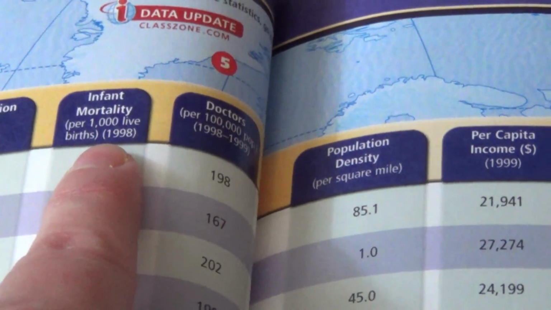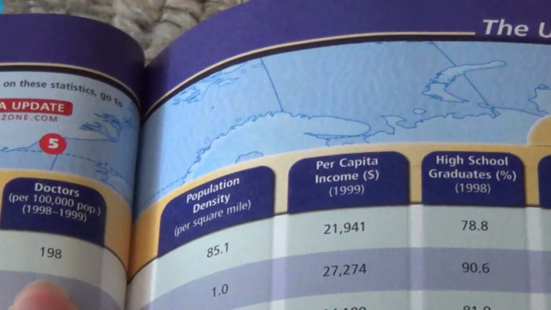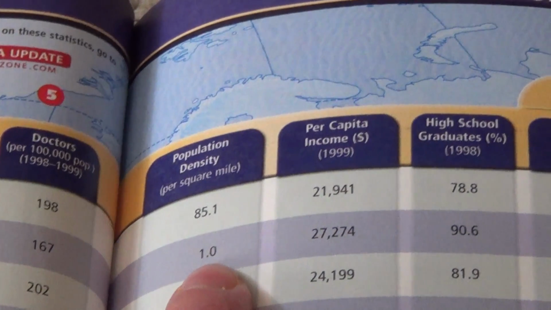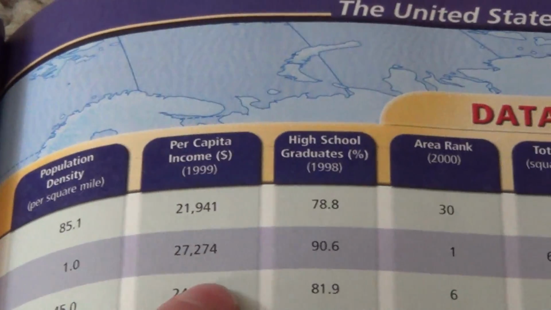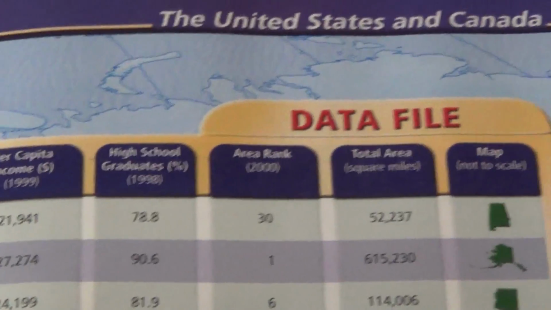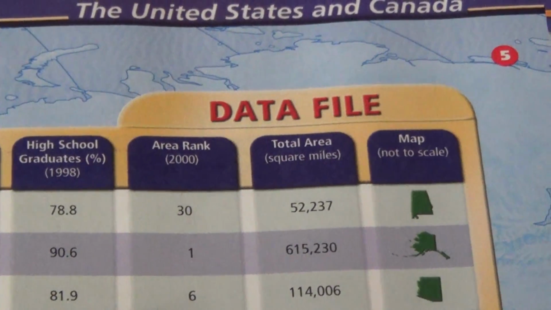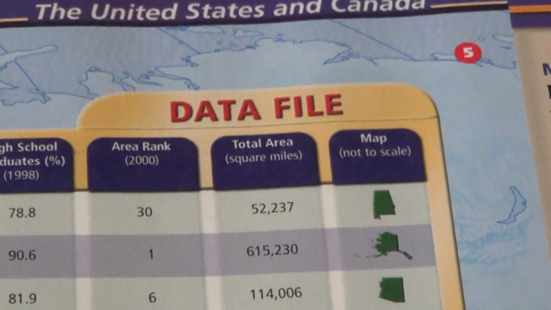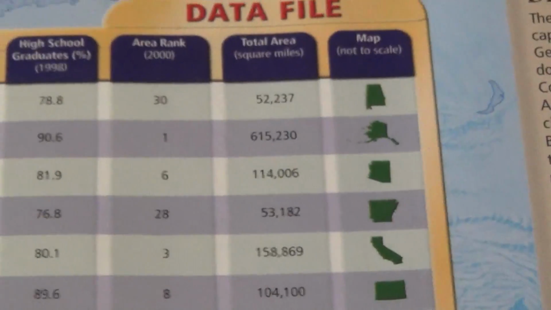Infant mortality is like how many babies die at birth, the amount of doctors, population density, so is this a crowded place or are there not a lot of people living there, how much people make, how many people graduate, how large it is, so is the state big in size or is it small in size, okay? And then it even has like an outline of the states.